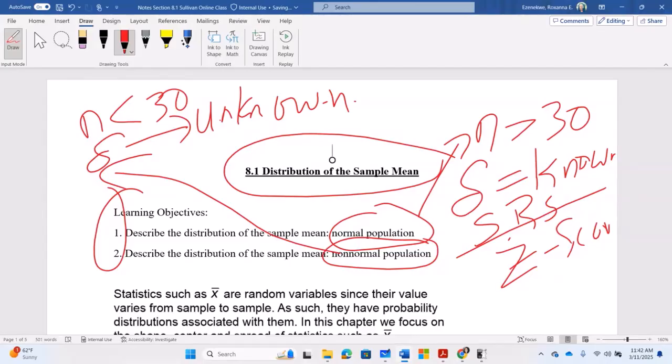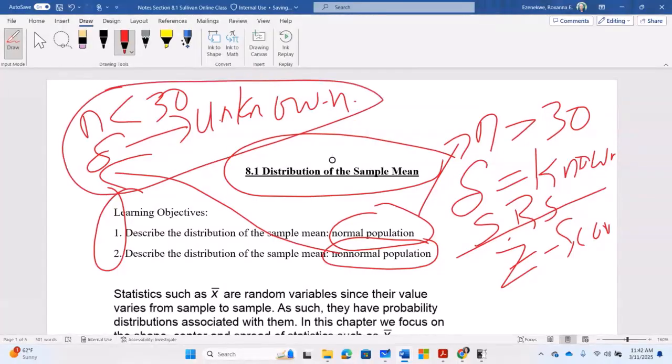And actually, the sample may be from a normal population too. Whenever this happens, we are going to be using what is called a t-distribution. In a non-normal population, we use the t-distribution. In other words, when the sample size is less than 30 and the population standard deviation is unknown, it's a question for the t-distribution.